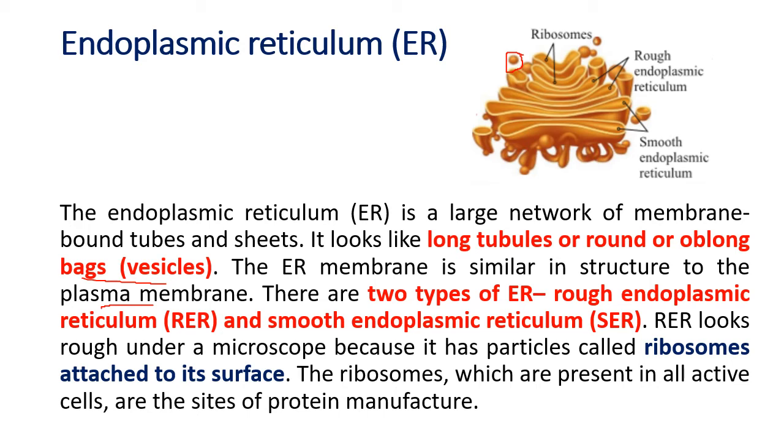Okay, now why does it look rough? Actually it is not rough, but we say rough because under a microscope you see it has particles called ribosomes attached to the surface. In this picture you can see these black dots, or I will draw a few dots. When some ribosomes are attached to the surface, they appear rough. So rough endoplasmic reticulum has dot-like structures called ribosomes attached to the surface.